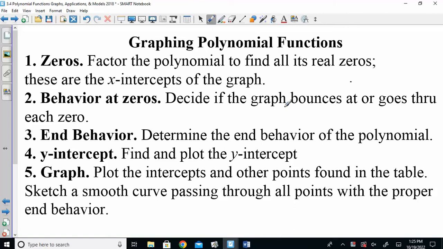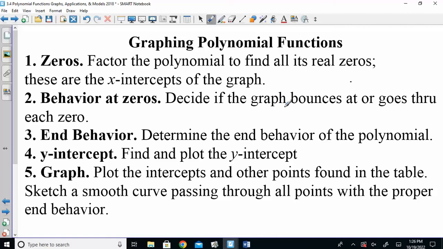We learned yesterday some properties about the graph. So we know that the end behavior is based off your leading coefficient. If the degree is even, both ends are pointing the same direction. If it's odd, they're opposite. If the coefficient is negative, that flips our end behavior. And we know a few things about the zeros. If they have an even multiplicity, what happens? It bounces. It'll hit the axis and bounce off. If it's an odd multiplicity, it will go through.